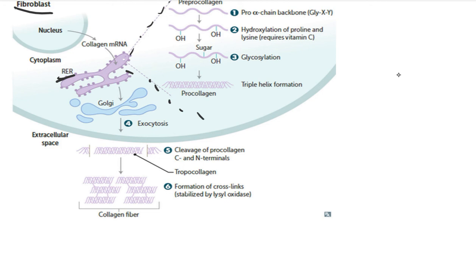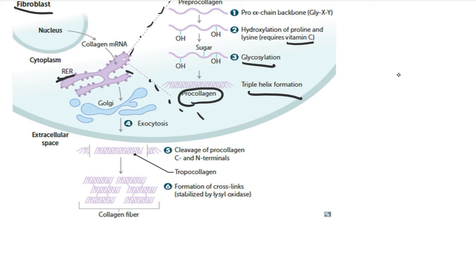The second step is hydroxylation of proline or lysine, which requires the cofactor vitamin C. And patients who have a defect in vitamin C are unable to hydroxylate pro-alpha collagen and have a problem synthesizing collagen. The third step is glycosylation of the hydroxylated pro-collagen chain, and after this, pro-collagen can be formed with a triple helix structure.